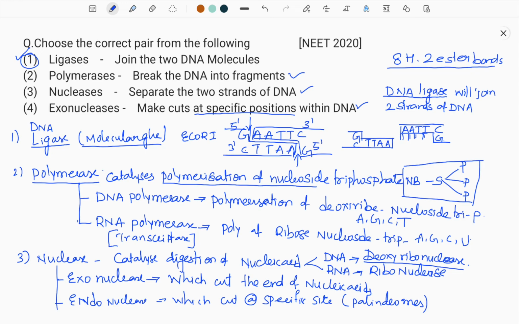This question is taken from molecular biology as well as biotechnology. It is a very good question, given from the modern biology, the application part of biology.